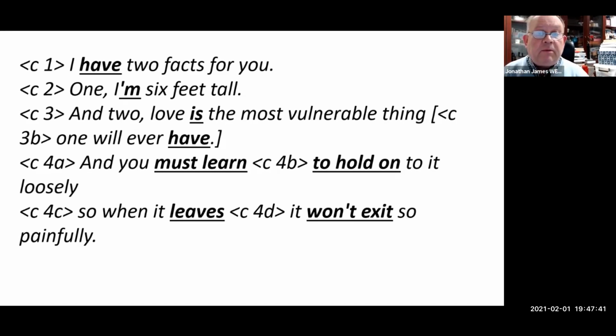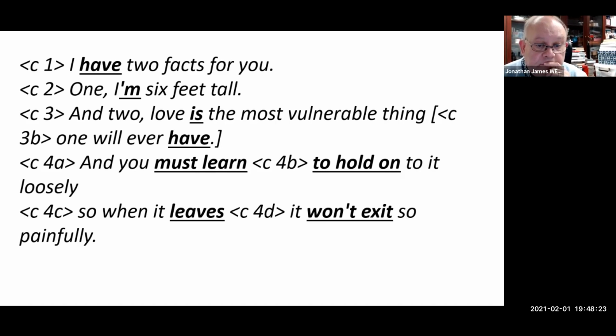You remember what we talked about? We talked about parataxis, hypotaxis, and rank shifting. Remember embedded clauses? And this would be an example of that. He has dropped the which, all right, the most vulnerable thing which one will ever have. So a relative clause, the WH may be ellipted, may be deleted. So that's an embedded clause, and I'm going to indicate that. It's part of the noun phrase, which thing is the head, and it's a post-modification, right?